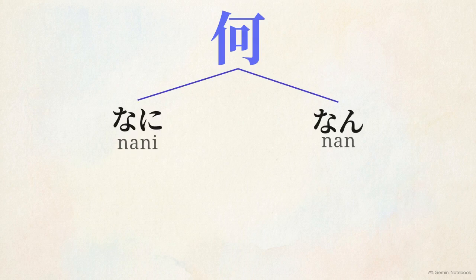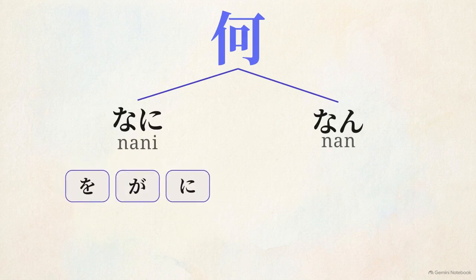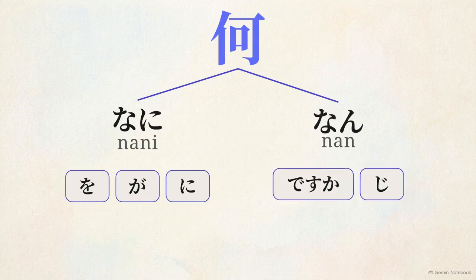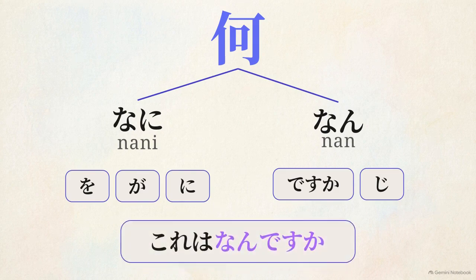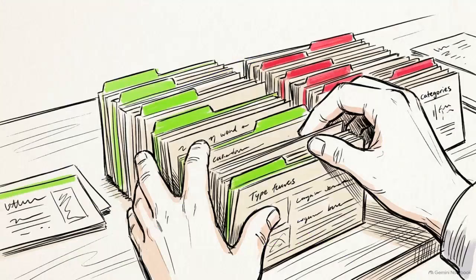This kanji has 2 readings, nani and nan. The particles o, ga, and ni are strict triggers for the nani pronunciation. But when asking a polite question with desu ka, or attaching time counters like ji, the reading switches to nan. Kore wa nan desu ka? Do not guess the reading based on feel. Memorizing these specific text groupings is the only consistent way to choose the right pronunciation.